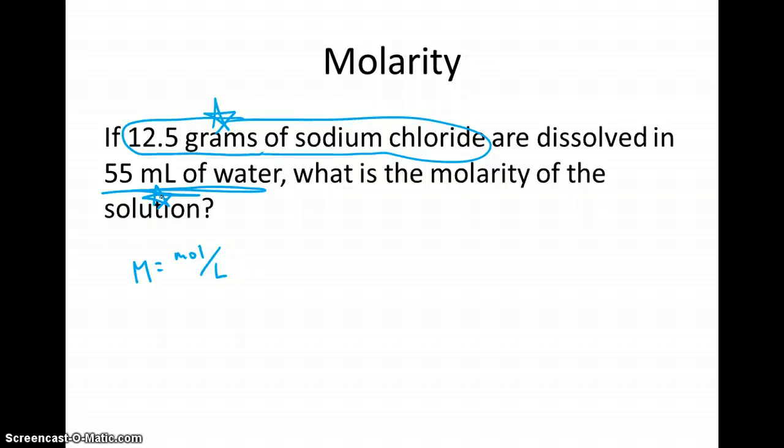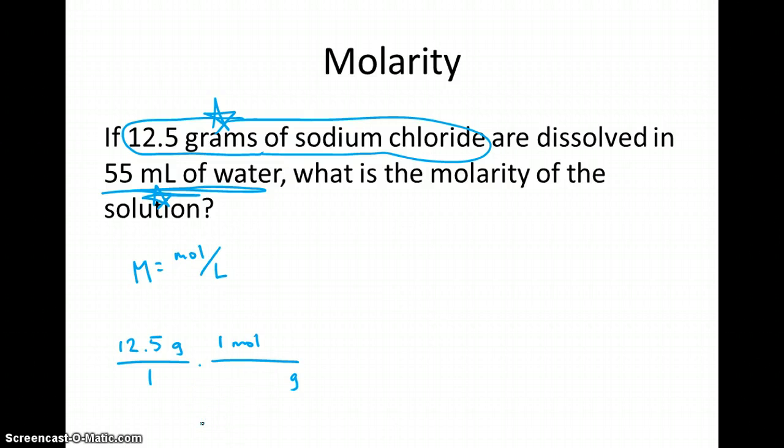Okay, I'm going to start with the grams of sodium chloride. I know that I can go from grams to moles very easily using molar mass. The molar mass is the mass of 1 mole. 12.5 grams of sodium chloride. I know that 1 mole of sodium chloride has a mass of so many grams. Whatever number this is going to be right here, that's going to come from the periodic table.